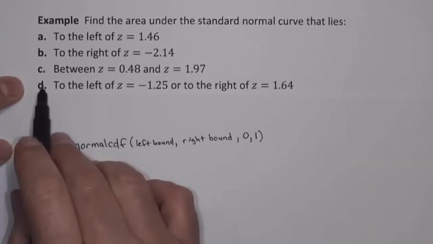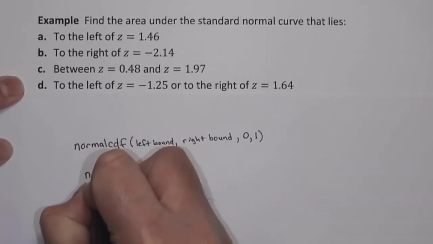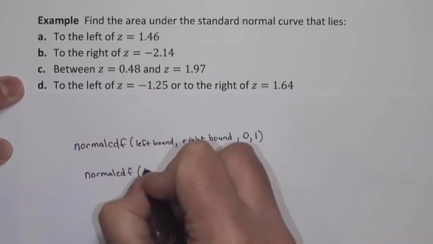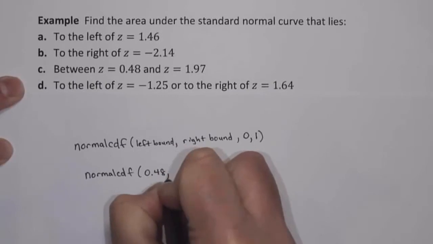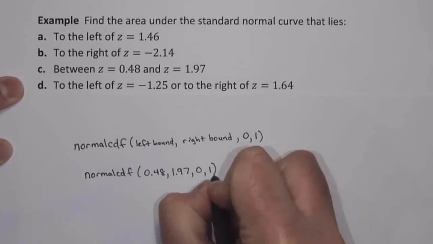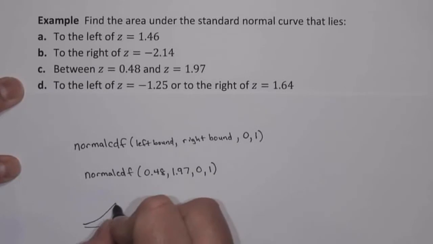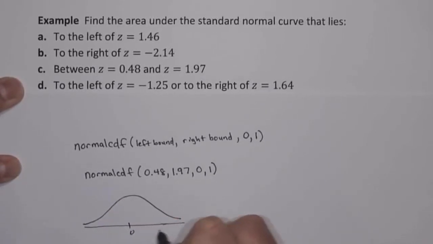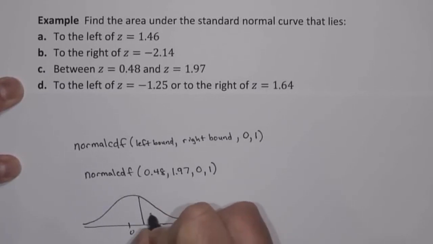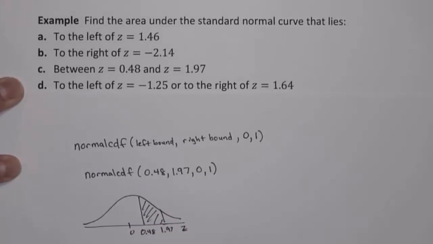So I'm going to actually begin by looking at C, okay? So if we look at C, we're going to have normal CDF. Our left bound is going to be 0.48. Our right bound is going to be 1.97 with a mean of 0 and a standard deviation of 1. Okay? So this is going to give us the area between 0.48 and 1.97. So again, between our left bound and our right bound.